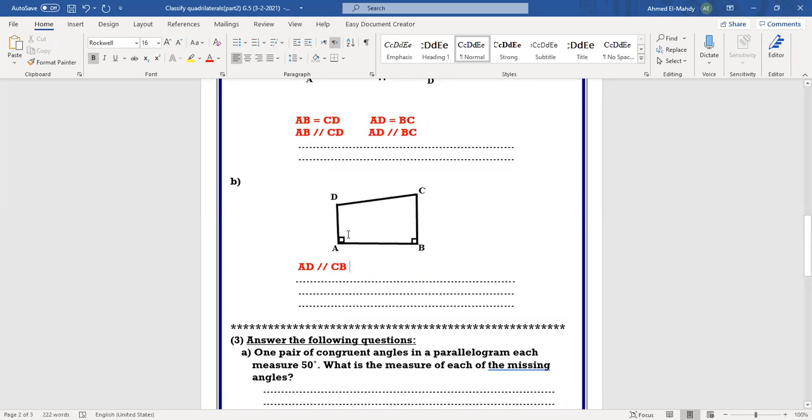My question now is, is AB parallel to DC? No, because if CD continues and AB continues, they will intersect. They are not parallel. But we have perpendicular sides here.